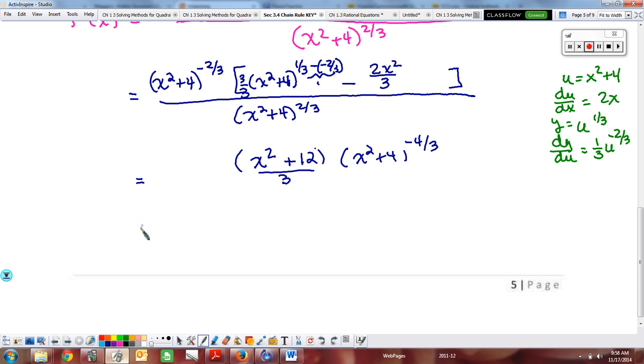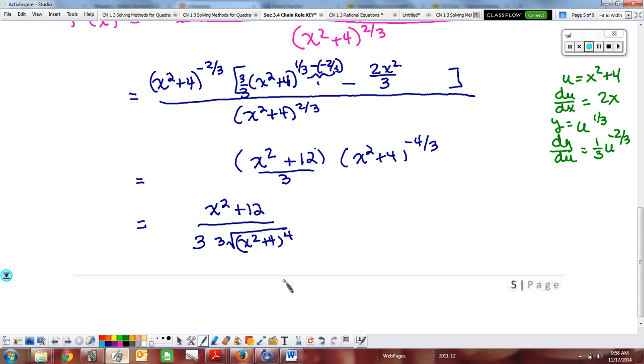And then my last step, just to put it all in a nicer form, we would end up with, in the top, x squared plus 12. In the bottom, the 3, and then this will move to the bottom, and we'll write it in the radical form. So we would have the cube root of x squared plus 4 to the 4th. And then that's our quote-unquote nice form that we're looking for.